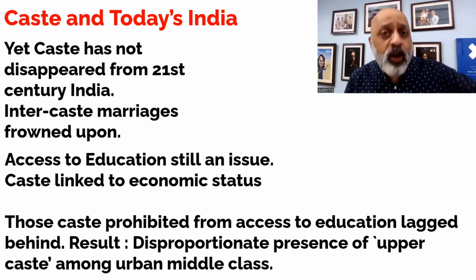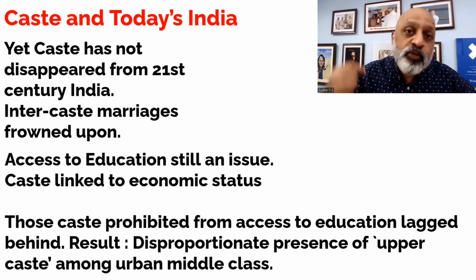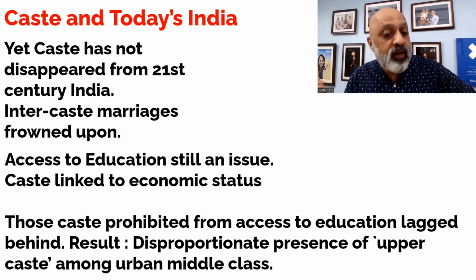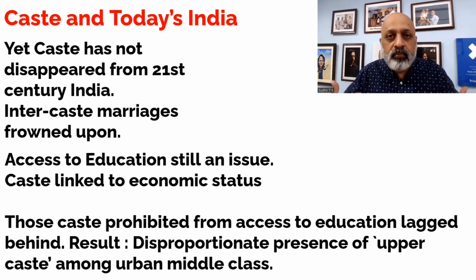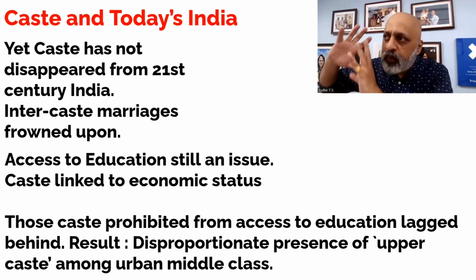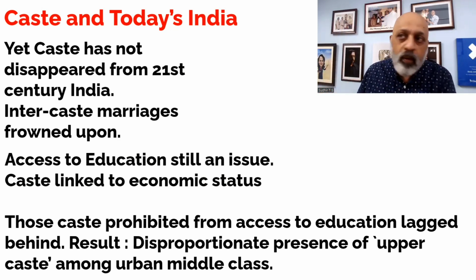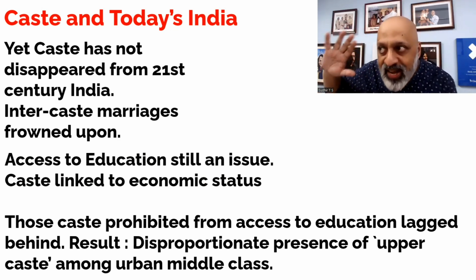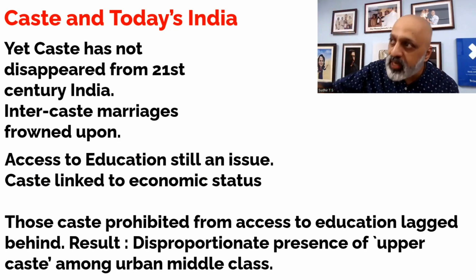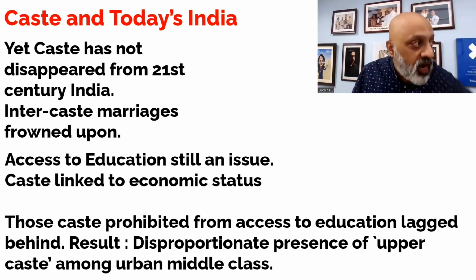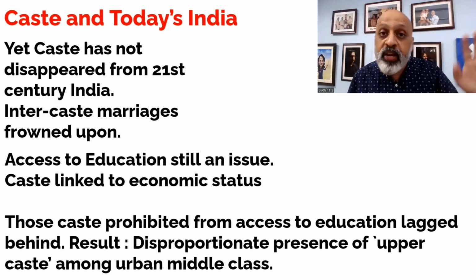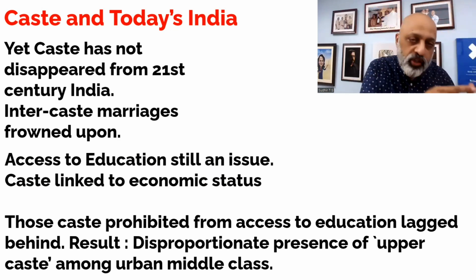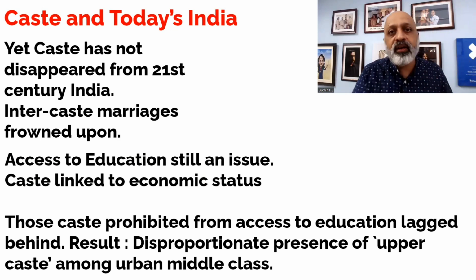Because of lack of access to education, there has been disproportionate presence of upper caste among the urban middle class. Many of the organizations you see in the upper middle class would be stuffed with people from the upper caste, because the others have not come. So what happens is that there is lack of perspective. You think this is India, whereas there is a larger India which is not having access to many of the amenities, facilities that you have had, to education, to jobs, to all other kinds of facilities. Understood?